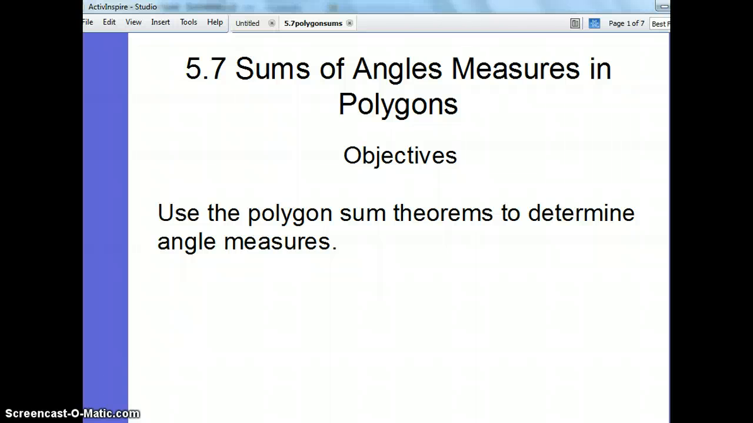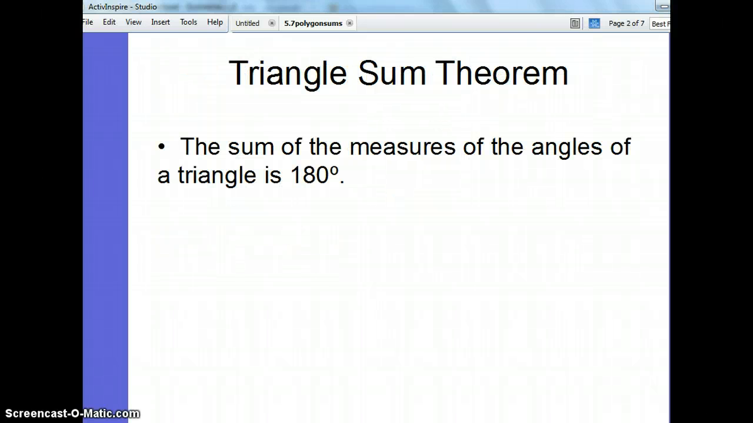Section 5.7, the sum of angle measures in polygons. We start with hopefully the simplest one, the triangle sum theorem. In a triangle, there are 180 degrees.